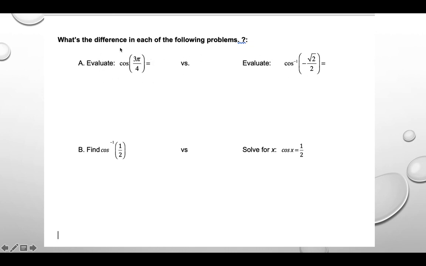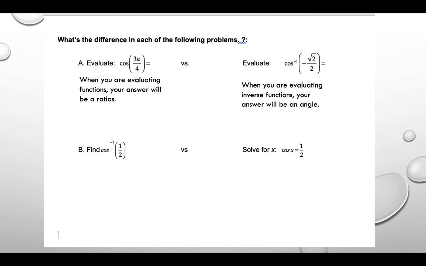Okay, but this question right here, when it says cosine of 3 pi over 4, 3 pi over 4 is an angle. And so what I'm asking you for is the ratio from the unit circle. So cosine of 3 pi over 4, I'd be looking for the x-coordinate with a reference angle of pi over 4 in quadrant 2. So that would have an answer of negative root 2 over 2. Where this question, because it's an inverse, just means that we're looking for an angle. So I want to know what angle between 0 and pi would have a cosine of negative root 2 over 2. And that would be 3 pi over 4.